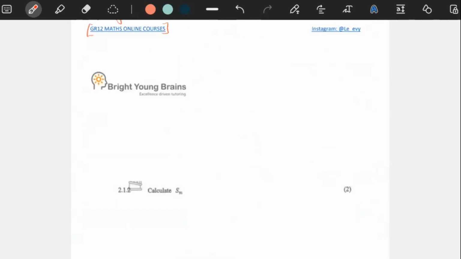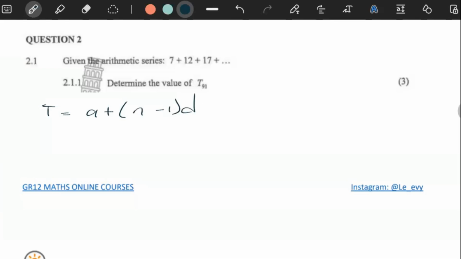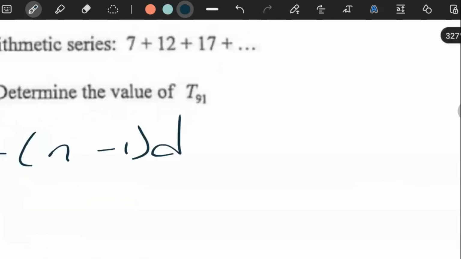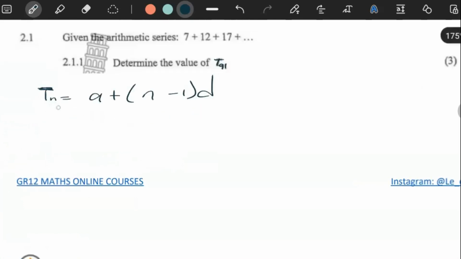Question number 2. We're starting off with 2.1. Arithmetic series is what we're dealing with, and that is fairly straightforward. We have an arithmetic series, and we need to determine term number 91. With any arithmetic series, we have the formula on your formula sheet at the back of your question paper. This is the formula for the general term of an arithmetic series. The reason why we're using this formula is because this question is asking us for a specific term in the sequence. Hence why we're using the Tn formula.